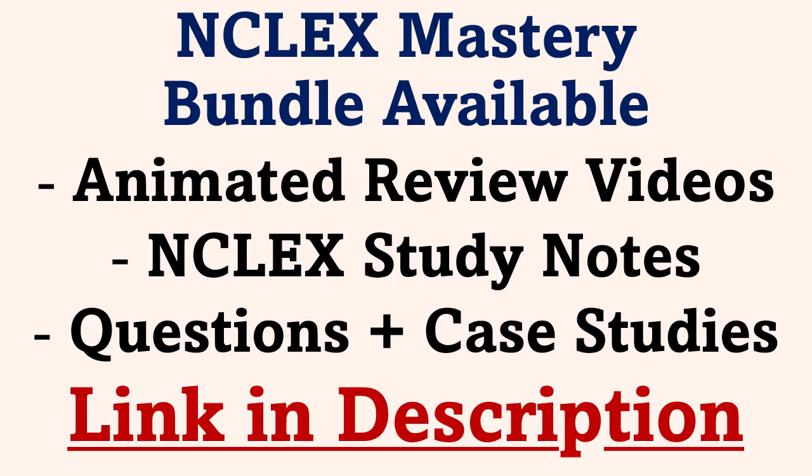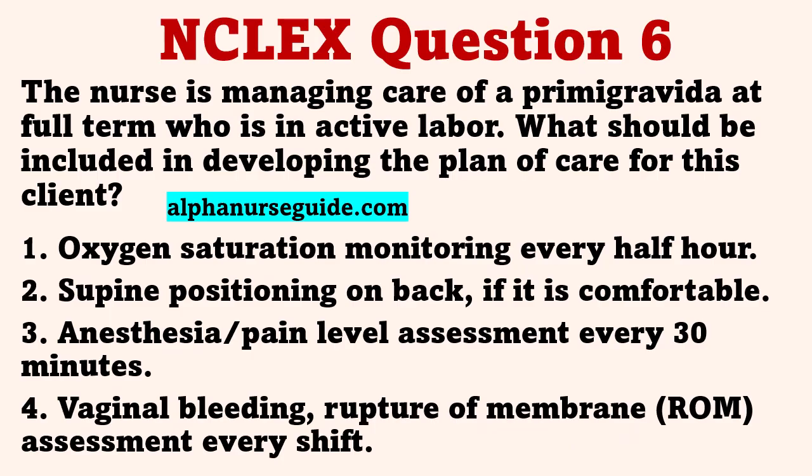Back to the questions. The nurse is managing care of a prima gravida at full term who is in active labor. What should be included in developing the plan of care for this client? 1. Oxygen saturation monitoring every half hour. 2. Supine positioning on back, if it is comfortable. 3. Anesthesia/pain level assessment every 30 minutes. 4. Vaginal bleeding, rupture of membrane assessment every shift.